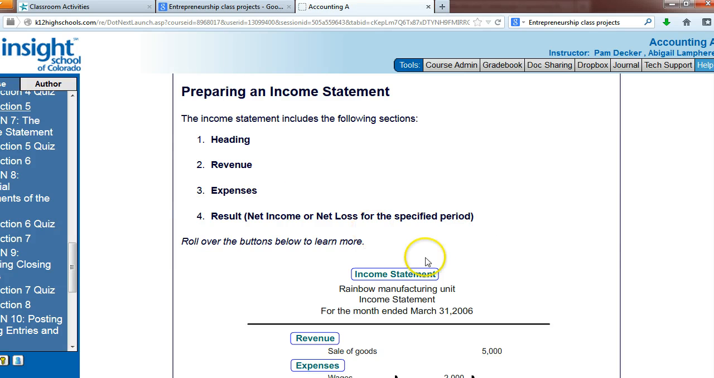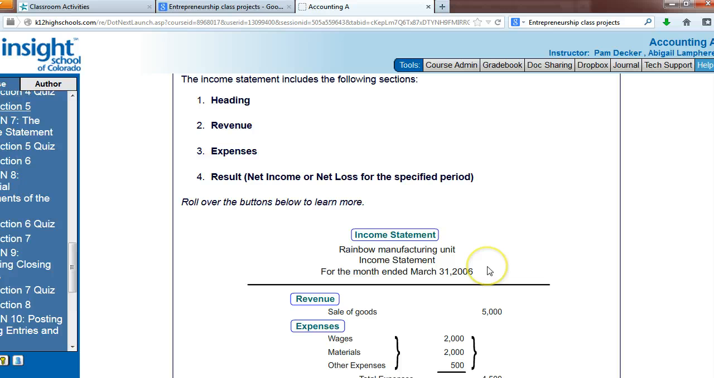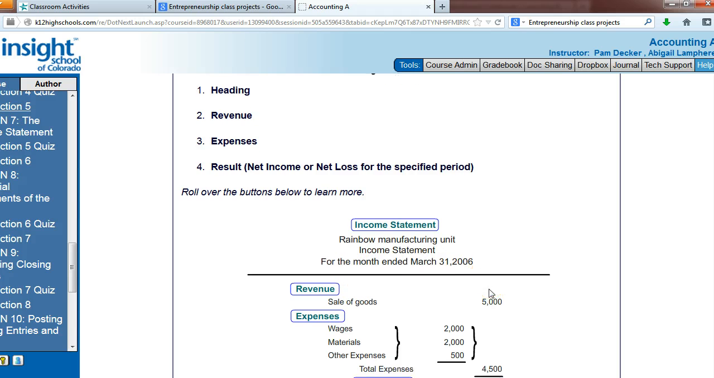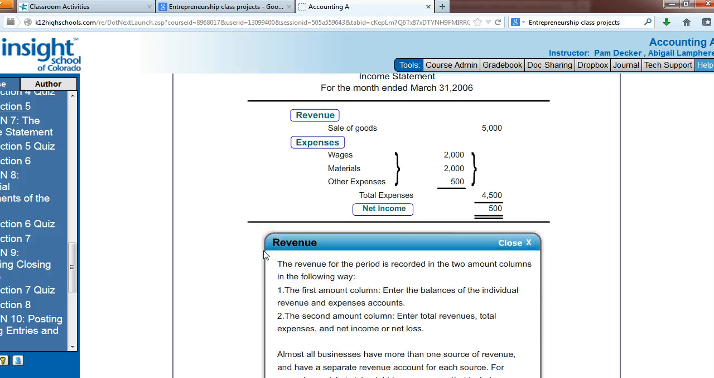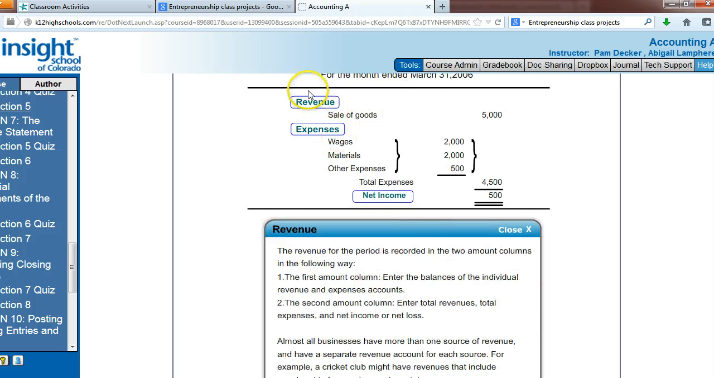Okay, so how to prepare an income statement. With the income statement, just like on our worksheet, we have a heading. So the who, what, when. In this example, the who would be Rainbow Manufacturing. The what would be an income statement. The when is the month ended March 31st. Revenue is going to be the revenue. So you're going to list the revenue accounts for that company and their account balances.